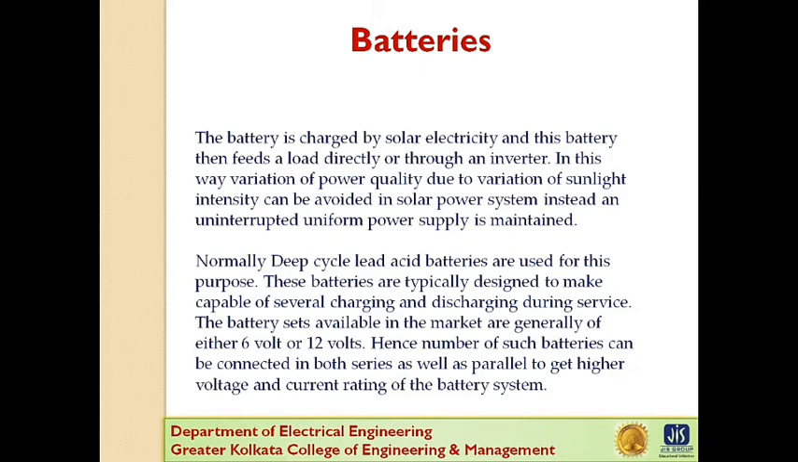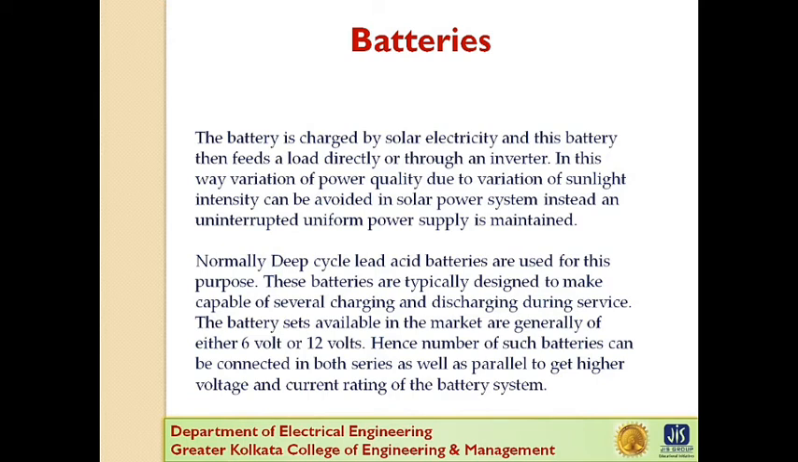Here the battery is charged by solar electricity, and this battery then feeds a load directly or through an inverter. In this way, a variation of power quality due to variation of sunlight intensity can be avoided in a solar power system. Instead, an uninterrupted uniform power supply is maintained. Normally deep cycle lead acid batteries are used for this purpose. These batteries are typically designed to be capable of several charging and discharging cycles during service.